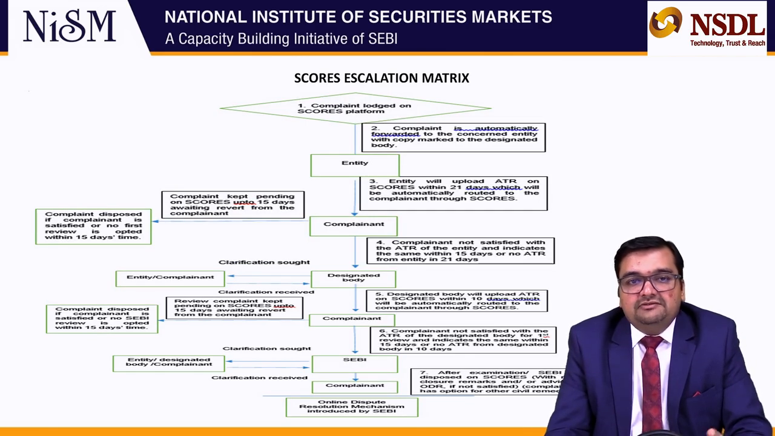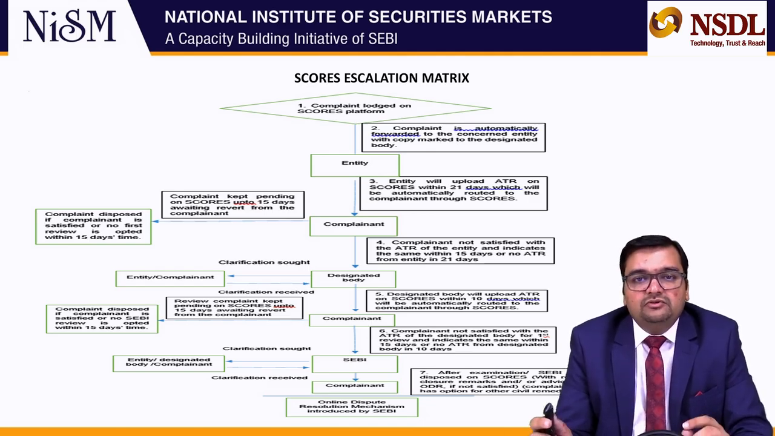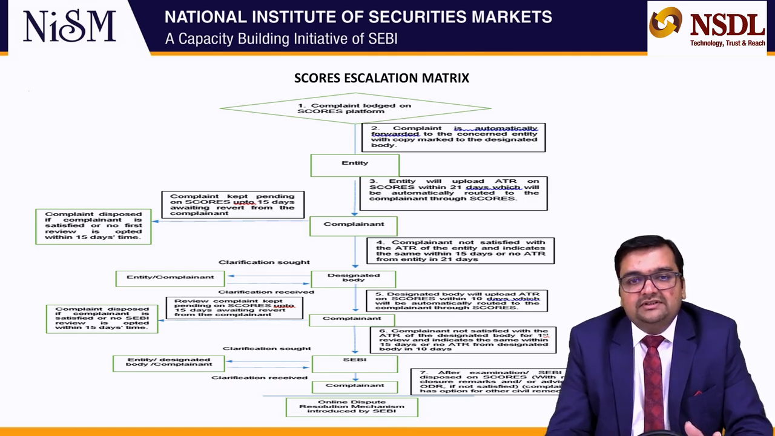After level 1, the next level is SCORES. If a complainant is not satisfied with the response of the market participant, then he can raise this matter and file it on the SCORES platform. Once it is filed, the complaint will automatically get forwarded to the concerned market participant like the stockbroker, depository participant, mutual fund, etc. A copy of that will also go to a designated body who looks after those intermediaries. For example, the designated bodies are stock exchanges, depositories, AMFI, etc.